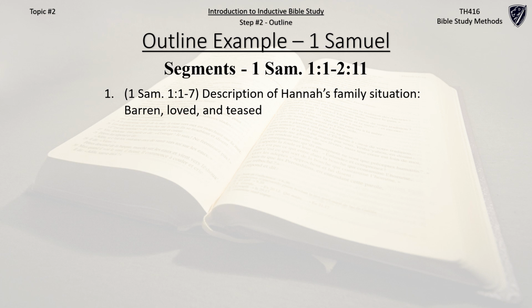So verses 1 through 7 is a description of Hannah's family situation. She's barren, loved, but teased. So she's barren. She's not able to have children. That's told to us in the story. Then she's loved. The story tells us how her husband loves her so much, even though she's barren. And also she's teased because her husband has 2 wives, and that other wife really teases her because Hannah's not able to have kids, but this other wife is. So that's a description of Hannah's family situation. That's what it's like at home for her.